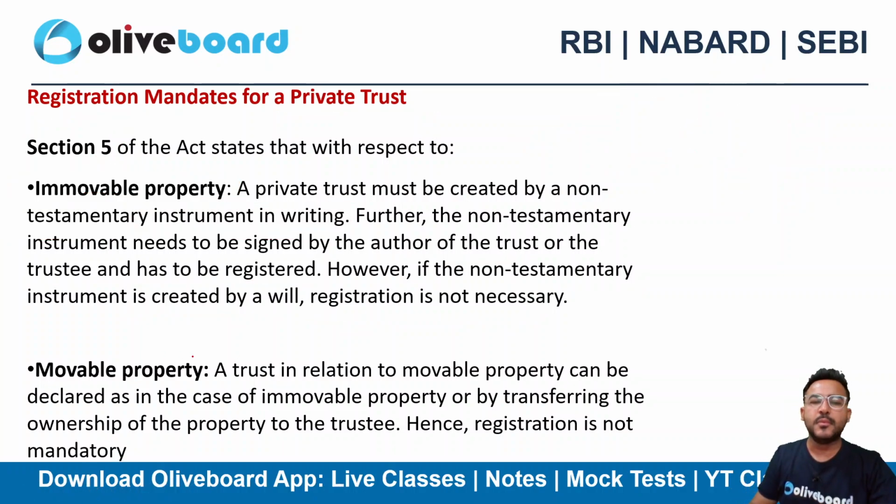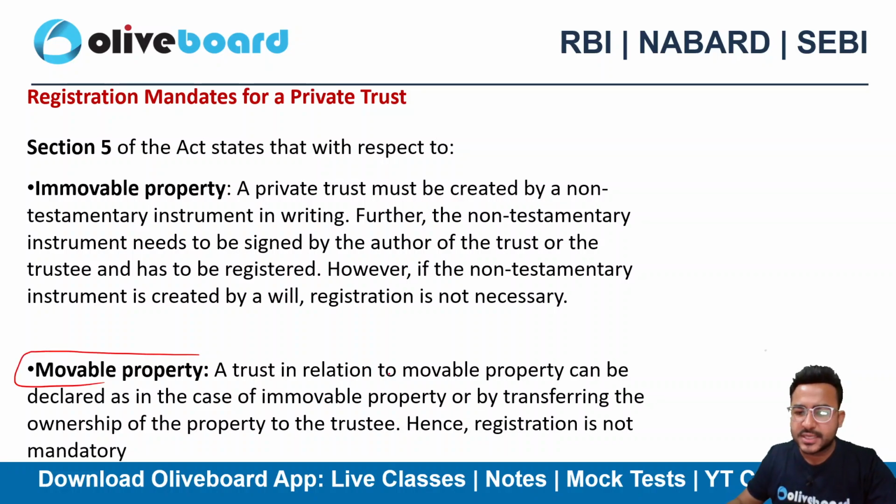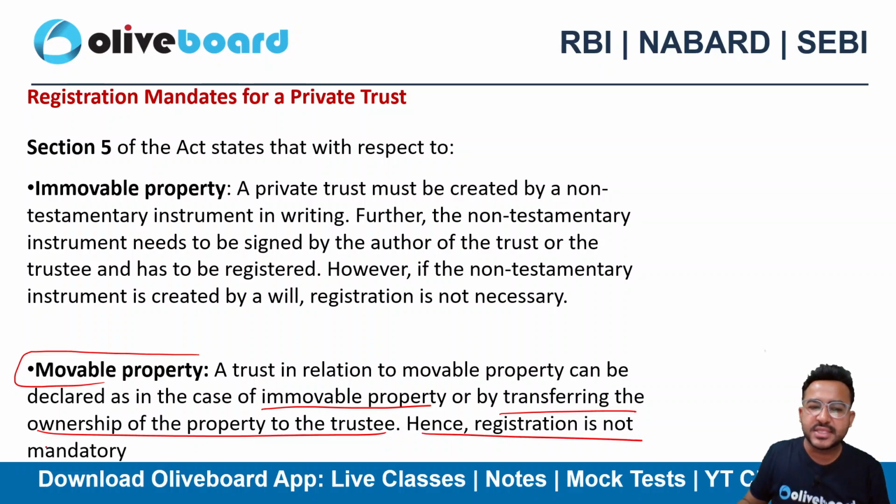Movable property. A trust in relation to movable property can be declared, or created by transferring the ownership of the property to the trustee. Hence, registration here is not mandatory. If we are talking about movable property, then registration is not mandatory here.